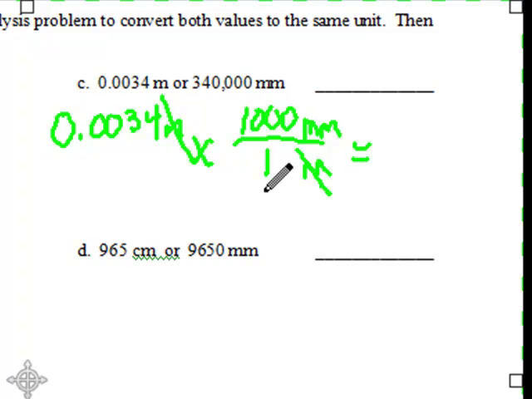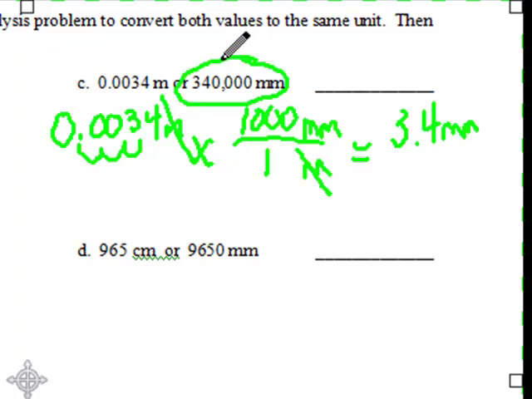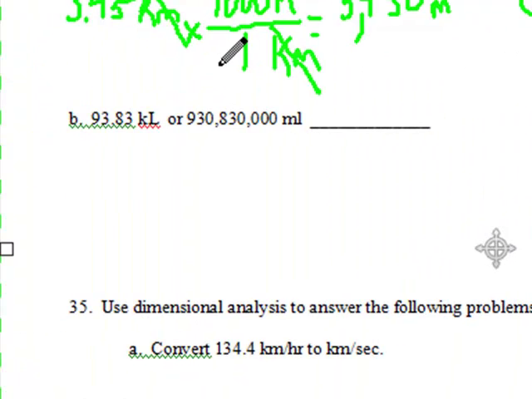Remember, multiply on top, divide through by anything on the bottom, and you end up multiplying by 1,000. So we're going to end up moving the decimal point 3 places. 1, 2, 3. So we get 3.4 millimeters. Okay? So that fraction of a meter is 3.4 millimeters. This one obviously is significantly bigger. Alright, let's do the next one.